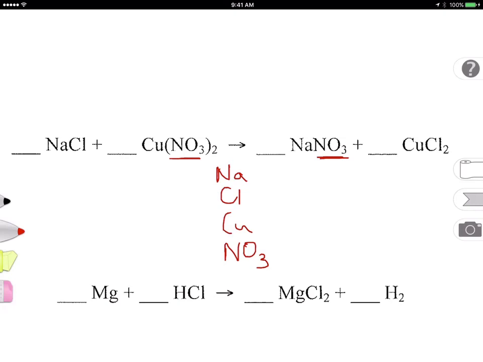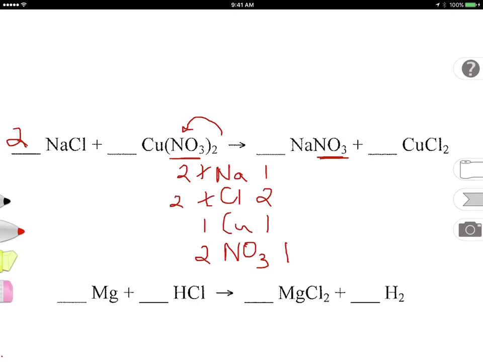So counting our atoms, 1 sodium, 1 chlorine, 1 copper, and again that 2 goes to that NO3. So we have 2 NO3 on the back side, 1 sodium, 1 NO3, 1 copper, 2 chlorine. So let's go ahead and get this done. Sodium is good. Chlorine, I need a 2. So I'm going to put a 2 in front of that NaCl. But now I have 2 sodiums. But now my chlorine is good.